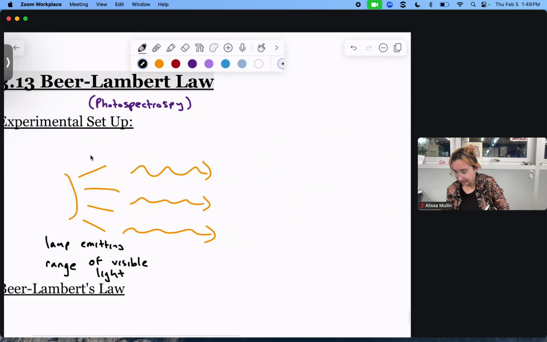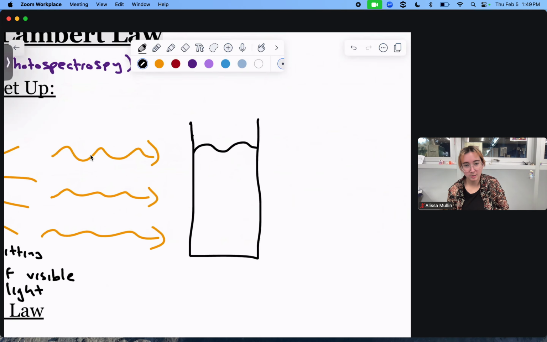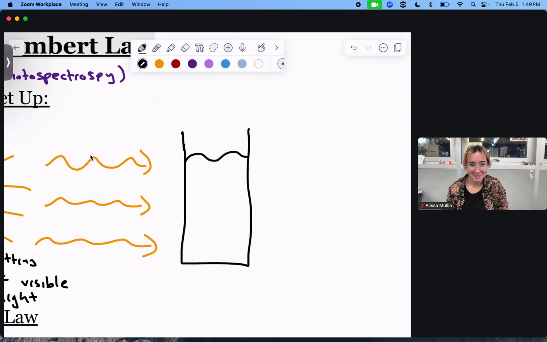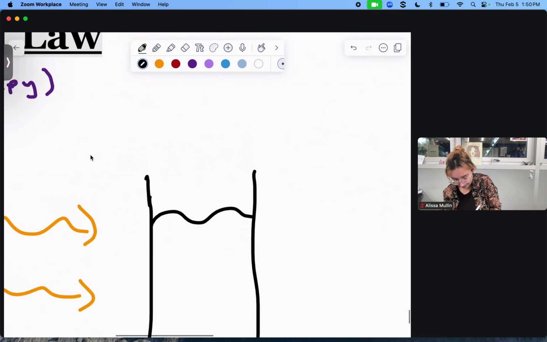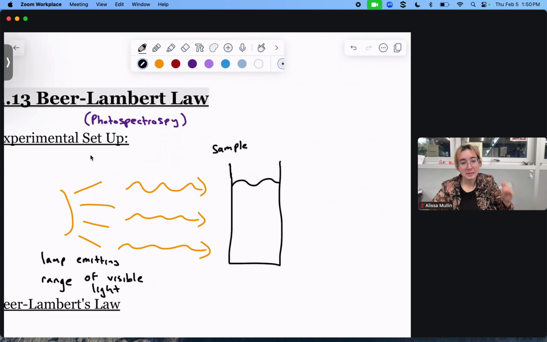And then you put a sample in your machine, in one of these little containers called a cuvette. And so this is our sample. As this light is passing through, some of the light is going to be absorbed by the sample, and some of it will come out the other side.